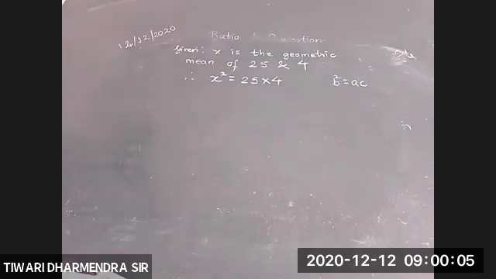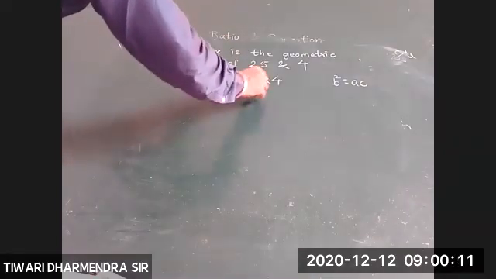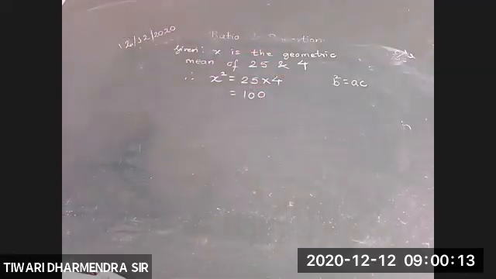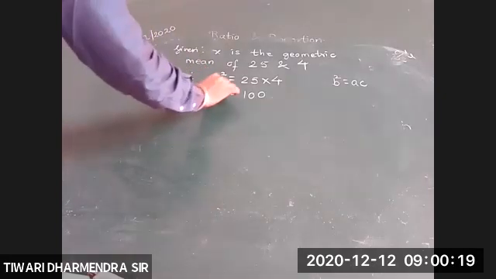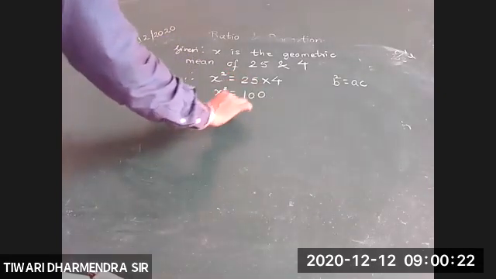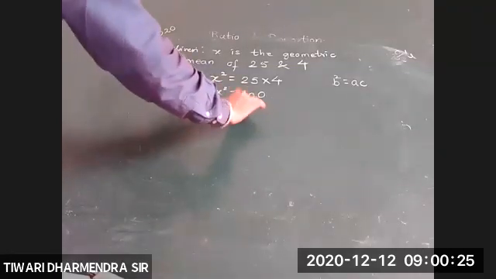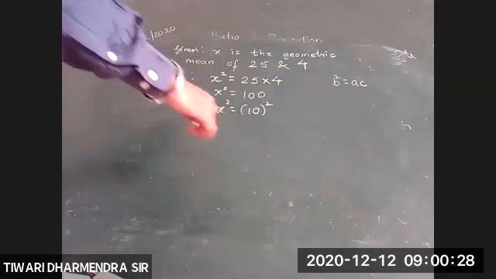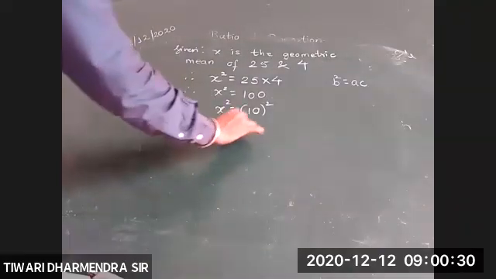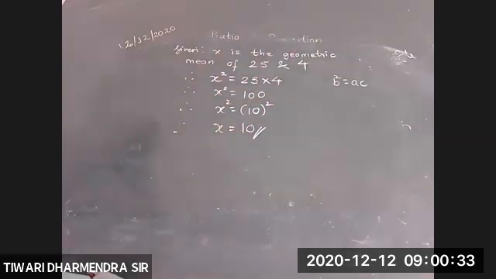So as we all know, when we multiply 25 by 4, we get 100. Therefore, x square equal to 100 means we can write this 100 as 10 square. Taking square root on both sides, what we get? x equal to 10. Hence, as you can see, how easy the problem was once we know what is geometric mean or what is mean proportional.